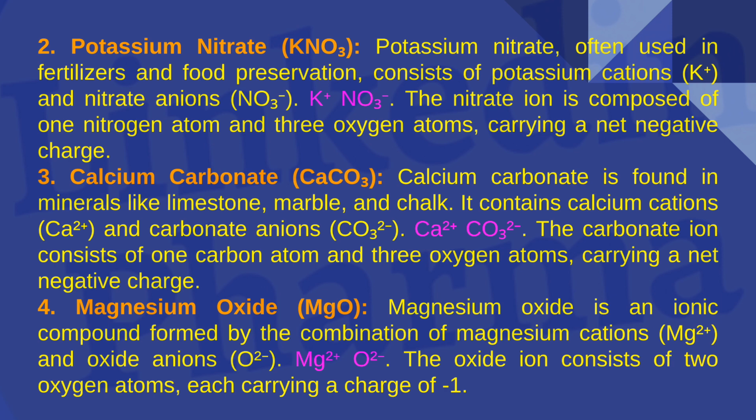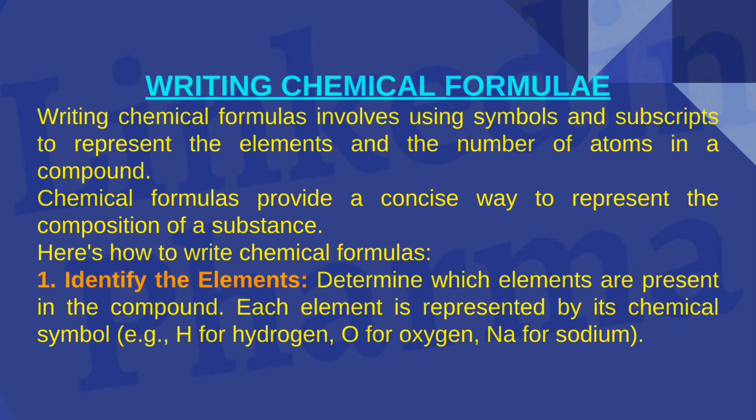Magnesium oxide. Magnesium oxide is an ionic compound formed by the combination of magnesium cations and oxide anions. Mg2+ O2-. The oxide ion consists of two oxygen atoms, each carrying a charge of -1. Writing chemical formulae. Writing chemical formulas involves using symbols and subscripts to represent the elements and the number of atoms in a compound. Chemical formulas provide a concise way to represent the composition of a substance.